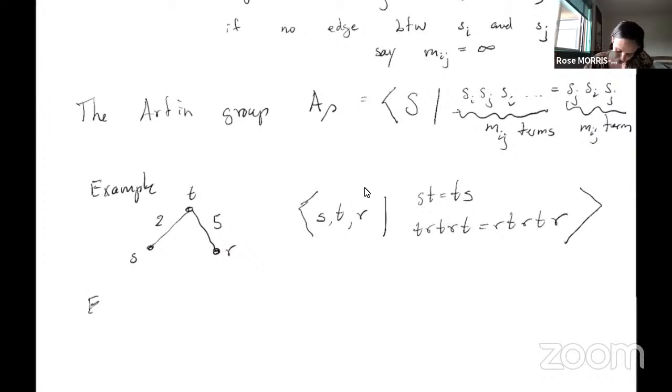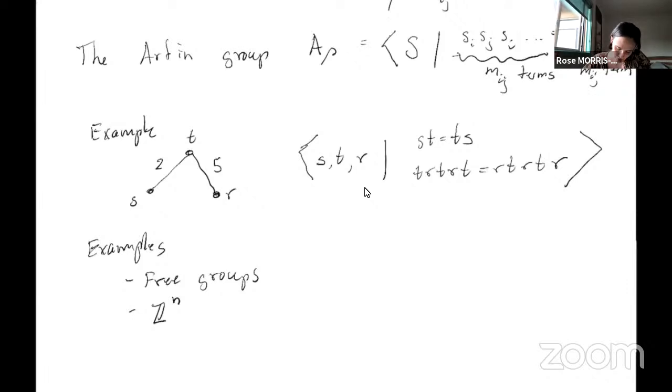Let's do some more examples. So you can have free groups, right? Free groups are when gamma has no edges. You can have free abelian groups. All right, that's when it's a complete graph, edges between all of the vertices, and they're all labeled 2. Also, one of the prototypical examples here is braid groups. Right, so braid groups have commuting relations, and then they also have this STS equals TST. This is a very typical relation you might find in a braid group.